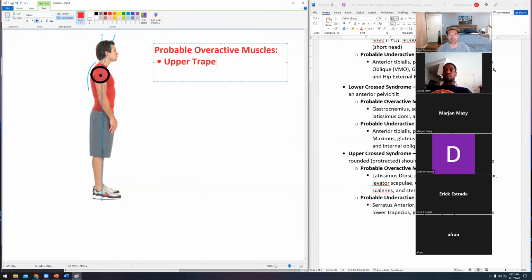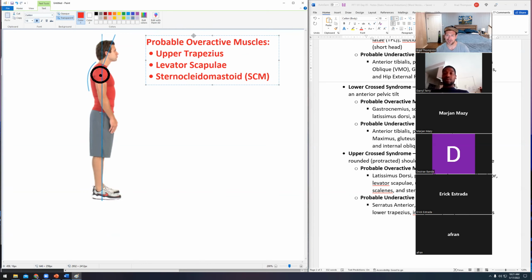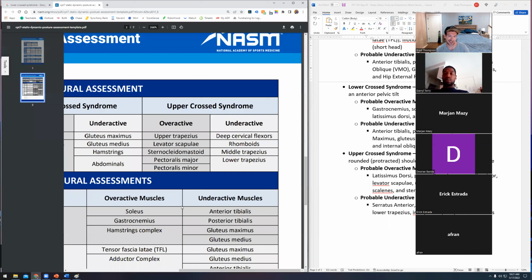Upper trapezius. Levator scapulae. And the sternocleidomastoid. That's a fun name, by the way. Everybody calls it the SCM, but I like to say sternocleidomastoid because it sounds like a dinosaur, and I think that's way more fun. Hardest muscle to say, but super fun once you get it down.